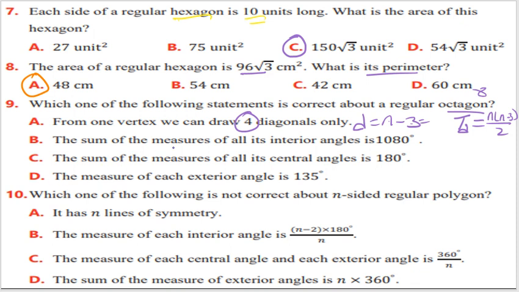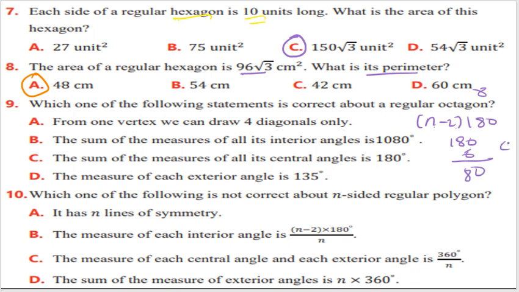And the sum of the measures of all its interior angles. You know the formula for interior angles: n minus 2 times 180 degrees. So n is 8, 8 minus 2 is 6, so 180 multiplied by 6. It will be 0, and 8 times 6 is 48, we have 4, 6 plus 4 is 10, so 1080. That's perfect. Which one of the following is correct? So the answer must be B.